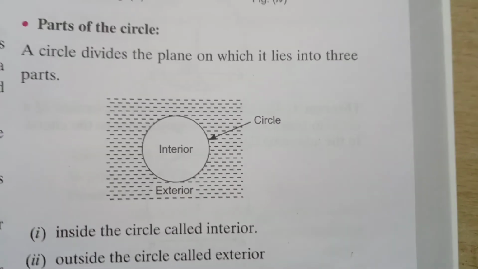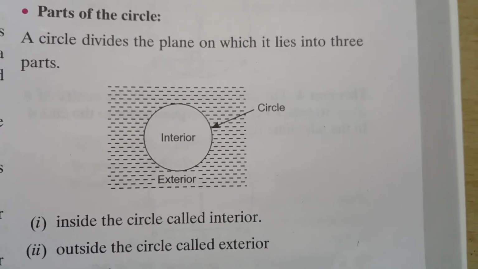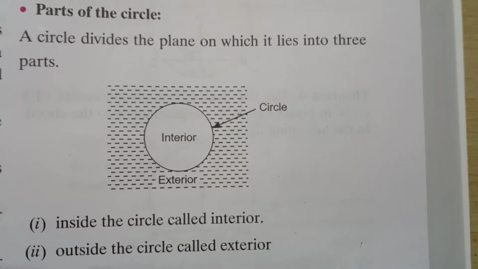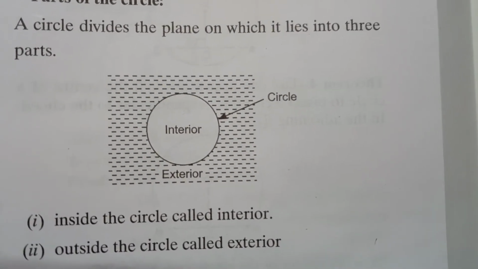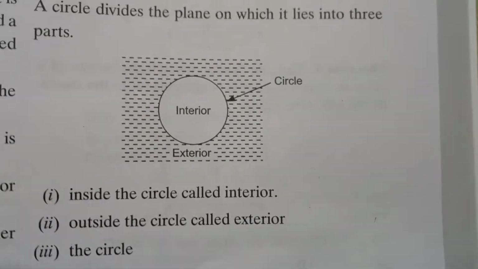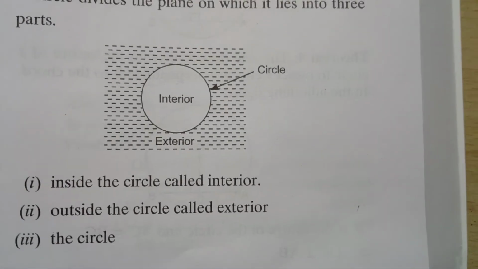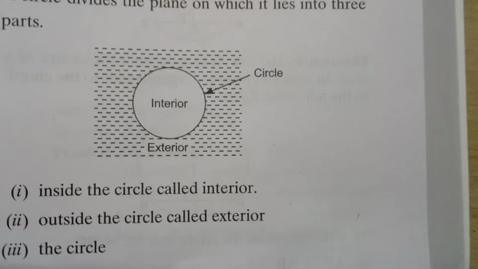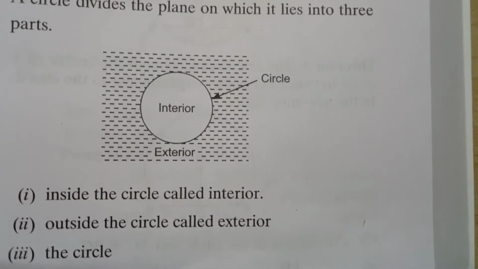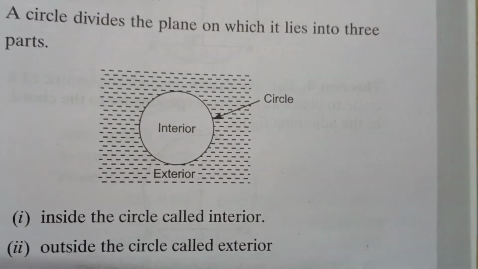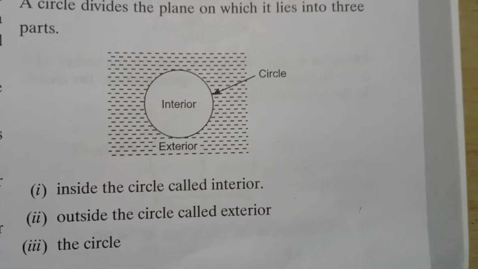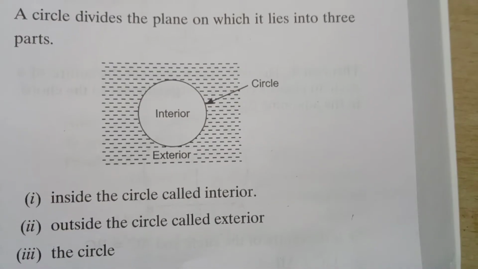Now we are going to see parts of the circle. A circle divides the plane on which it lies into three parts: the circle, the interior and the exterior. Inside the circle is called the interior, outside the circle is called the exterior, and the boundary is called the circle. The interior and the circle together are called the circular region.